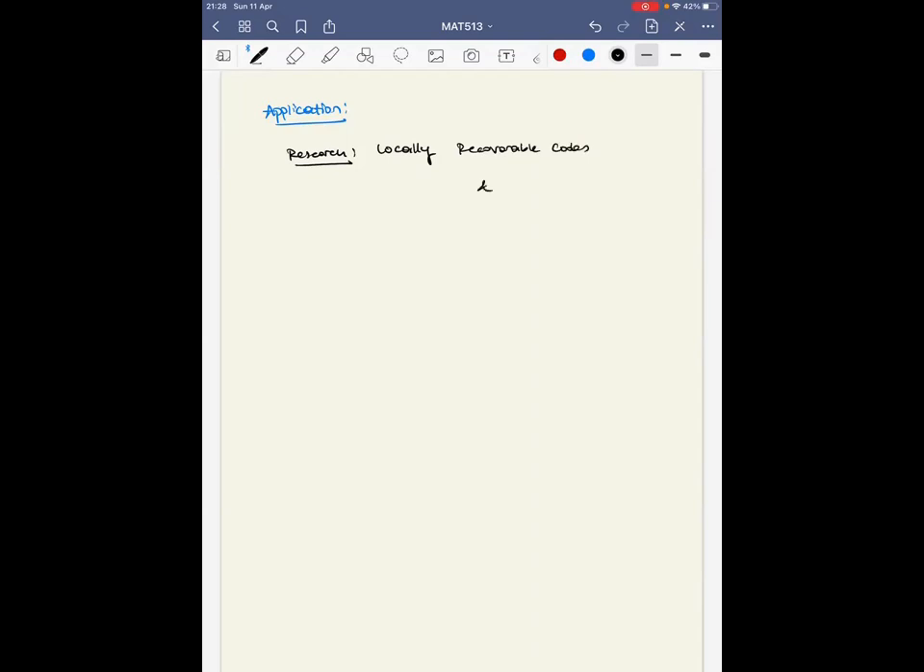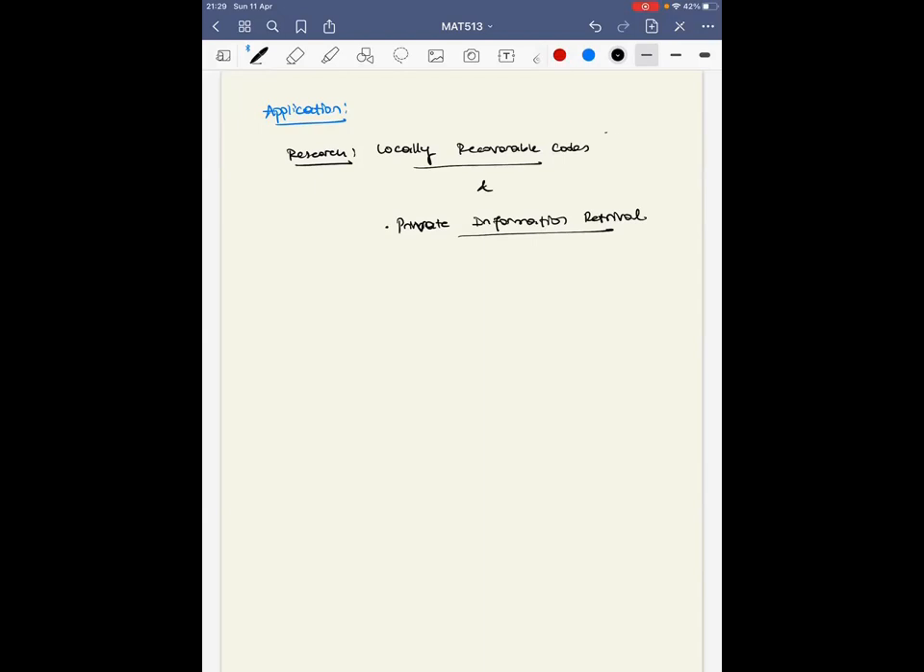Or if you are interested in cryptography, you may also check private information retrieval. This theory is interested in retrieving data from a database without revealing which data is requested. And roughly speaking, locally recoverable codes are interested in the following.